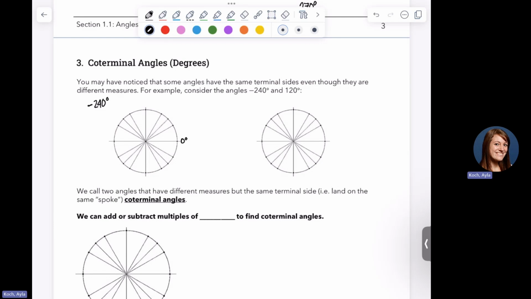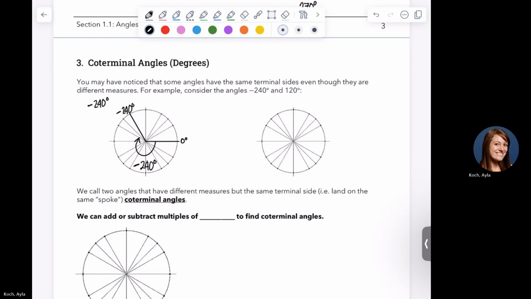So here's 0 degrees, that's where it would start. We know that these spokes count by 30s, the outside spokes, and the middle spokes are the 45s. So negative 30, negative 60, negative 90, negative 120, negative 150, negative 180, negative 210, negative 240 would be right here, going in that clockwise direction because it's a negative angle. That is negative 240 degrees.